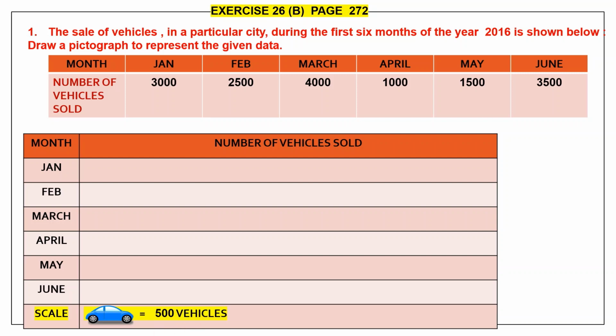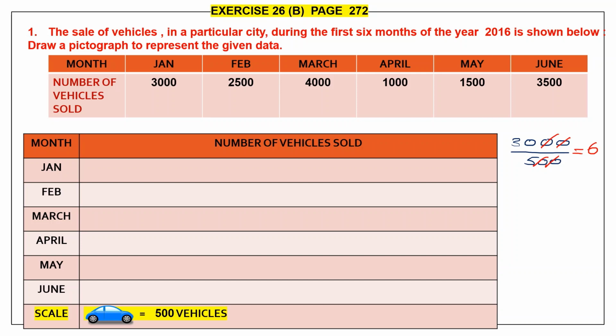Now let's begin. In January, 3,000 cars were sold. Let's write this in the working column. We're going to divide it by 500, because we have decided to use one car to show 500 vehicles. So what we have to do is take each number and divide it by that scale. Here I'm doing the easier way of division. Let's cancel all the zeros. Now I have 30 numerator and 5 denominator. Divide 30 by 5. 5 sixes are 30. That means instead of 3,000, I just have to have 6 cars.